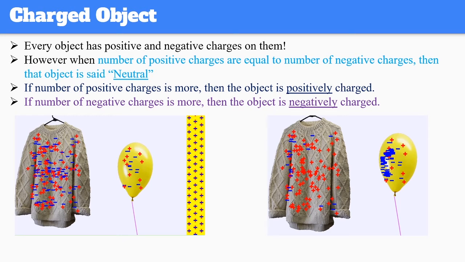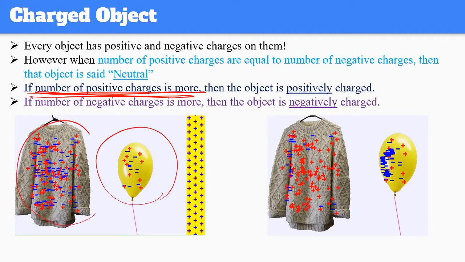Because to be charged, it's not enough to just have protons and electrons, but the rule is the number that you have. So one number should be more than the other. In neutral objects, the positive and negative are the same. So the number of protons and electrons is the same. If they are the same, then the object is not charged. So there's no shocking or anything.